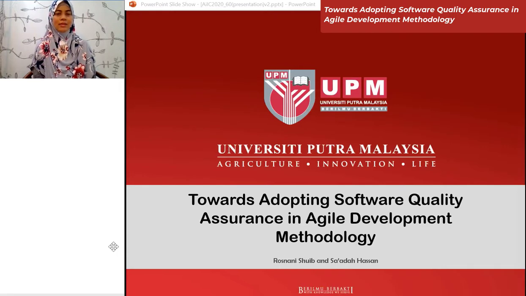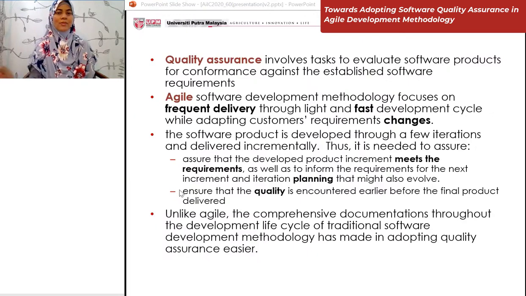Today I'm presenting on the topic, Towards Adopting Software Quality Assurance in Agile Development Methodology. Quality assurance involves tasks to evaluate software products for conformance against the established software requirements. Agile software development methodology focuses on frequent delivery through light and fast development cycles while adapting to customers' requirement changes. The software product is developed through a few iterations and delivered incrementally.